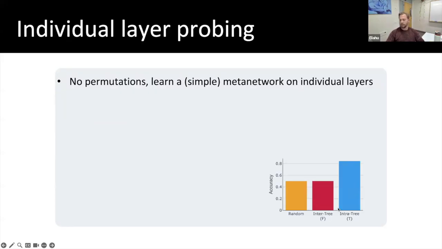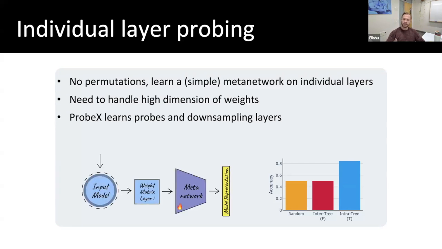So we did a small motivational experiment, and we see that if we work within trees, then our classification performance goes to almost 90%. This is a toy example with binary classification. But if we do it between trees where we have permutations, then the accuracy drops to almost random. But we still need to handle the very high dimensionality of the weights. And for this, our architecture, which I won't go into, which we call probix, learns probes, and simultaneously it also learns downsampling layers, which drastically reduce the dimensionality and make it tractable.